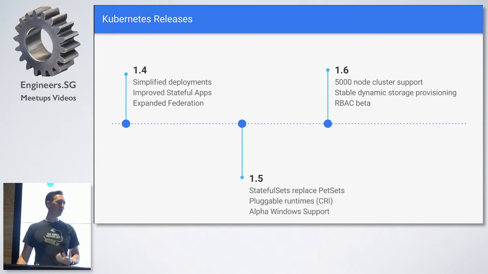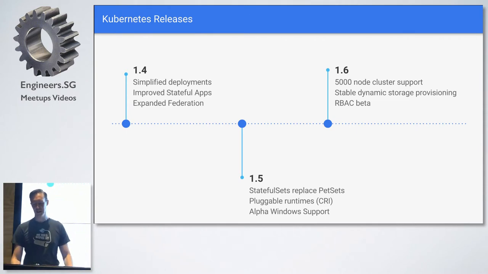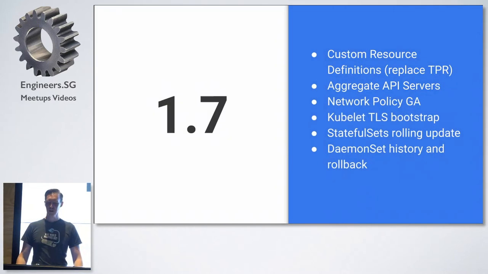Alongside that, role-based access control became beta. Now, it's an important step for being able to secure workloads and being able to provide access controls to various different parts of the Kubernetes environment. So that brings us to 1.7.